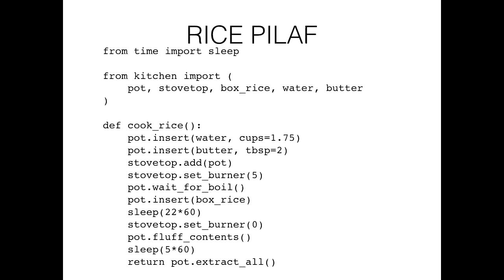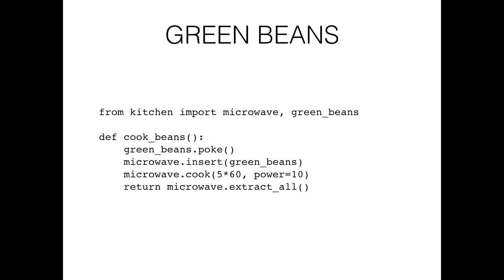Here's a recipe for rice pilaf. Again, Python is batteries included. Everything's in the standard library. And again, if you notice, there's just lots of waiting around. Sleep for 22 minutes, sleep for 5 minutes. And here's a recipe for my favorite, the green beans. You just call poke on the green beans, insert them in the microwave, call this cook function, and then return the result of extracting all of it.